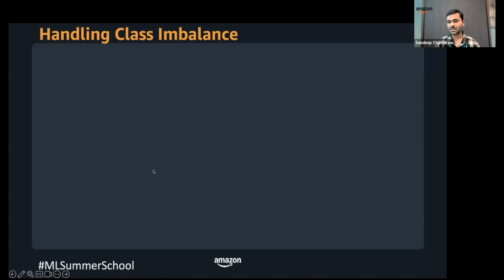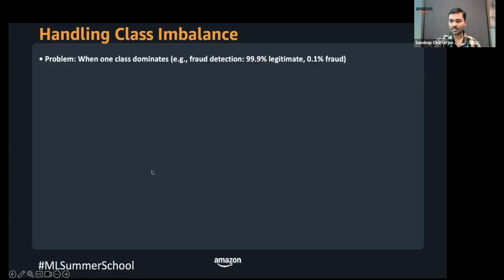So if I build a completely naive model which just predicts legitimate every time without even looking at the data, what is my accuracy? It's correct 99.9% of the time, right? So in this scenario, standard accuracy is a completely misleading metric, and it makes you look like a genius while your system fails entirely at its actual job. So how do we fix this? We have two main angles of attack, either fixing the data or fixing the metric.